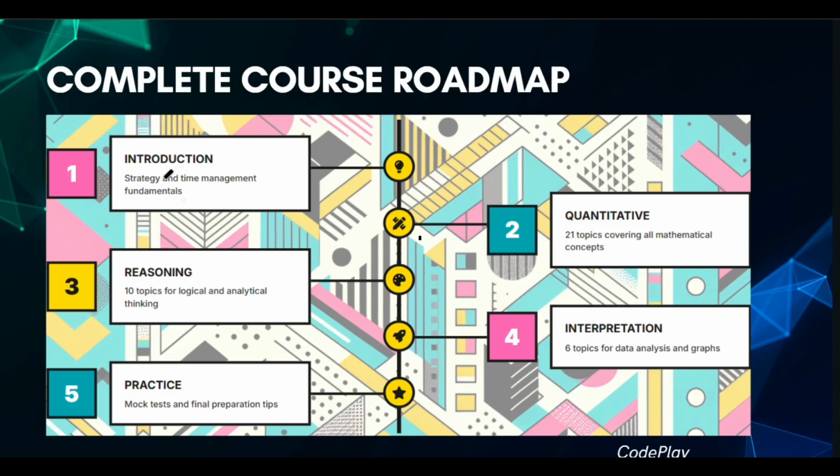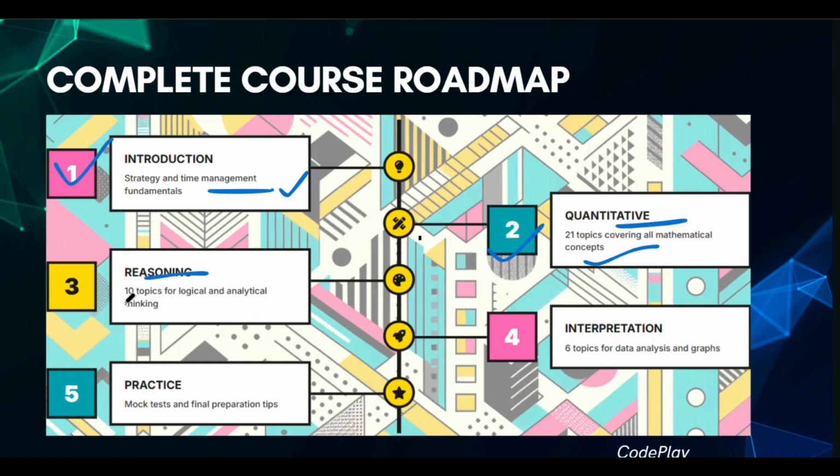Here is the complete roadmap of our aptitude course. Step 1 is introduction, where we cover strategy, time management basics, and common mistakes during the aptitude exam. The second one is quantitative aptitude. There are 21 topics in quantitative aptitude. We will be covering all the important math concepts in it.